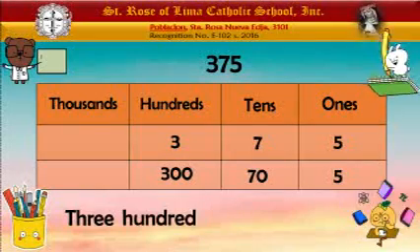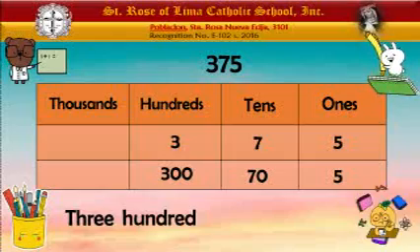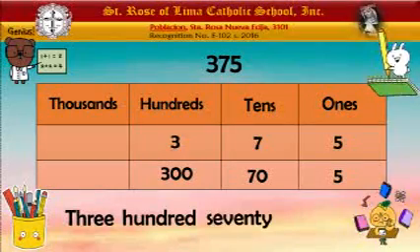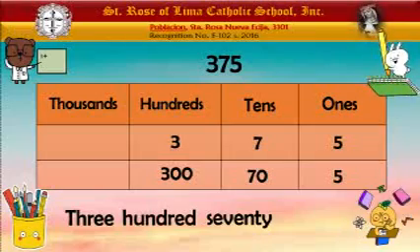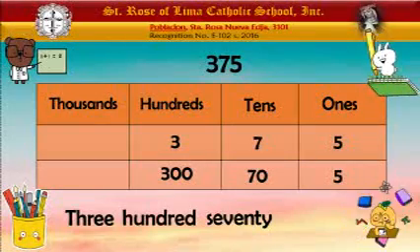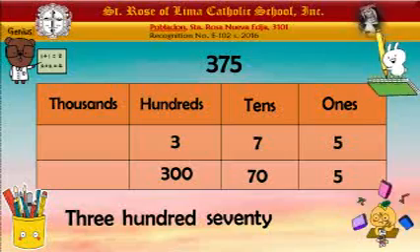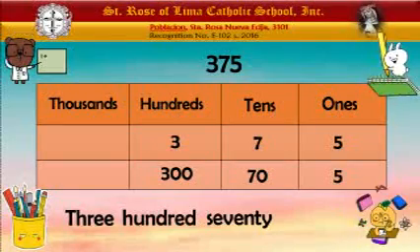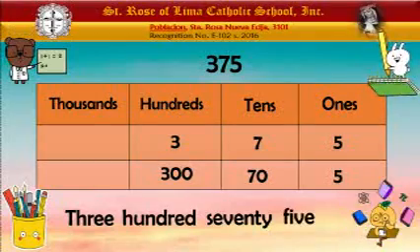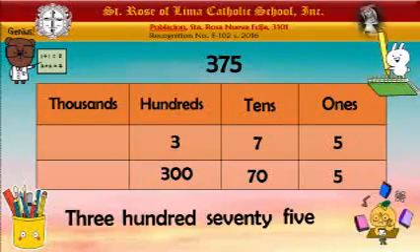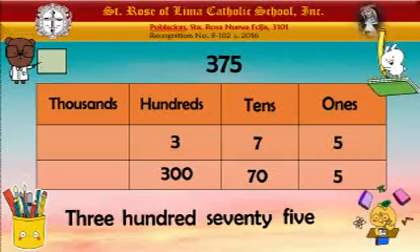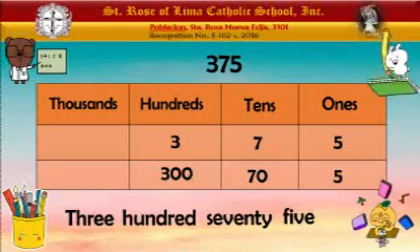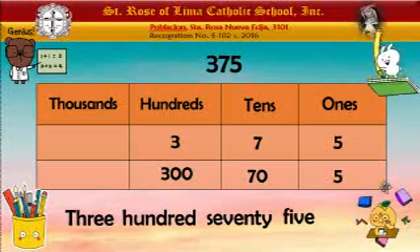Another one, we have there 70. We spell 70 as Seventy. And the last one, we have the number 5. We write 5 in words, and the spelling of 5 is F-I-V-E. So that's how we write 375 in words.